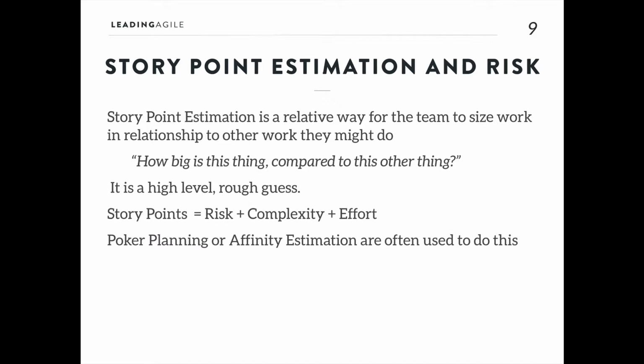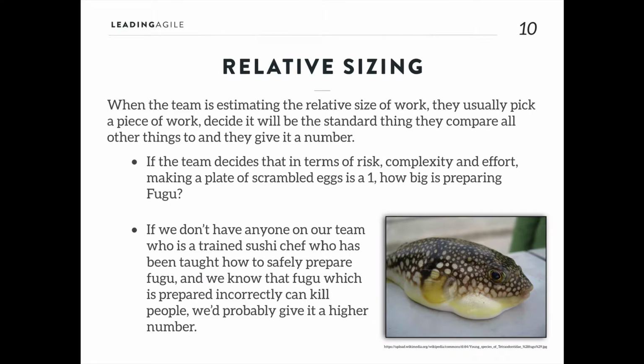But it's always comparing something back to an original thing. So if you're doing relative sizing, your team's going to have to pick a unit of measure, something that's small that they understand, and they can assign that a number and then compare that to other things. So the example I have on the slide, if your team is going to make a plate of scrambled eggs, and they say, well, we all know how to make scrambled eggs, it's a pretty simple thing to do, let's call that a 1. And then another thing you might want to do is prepare fugu.